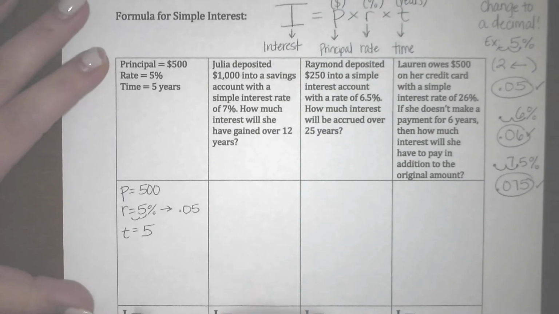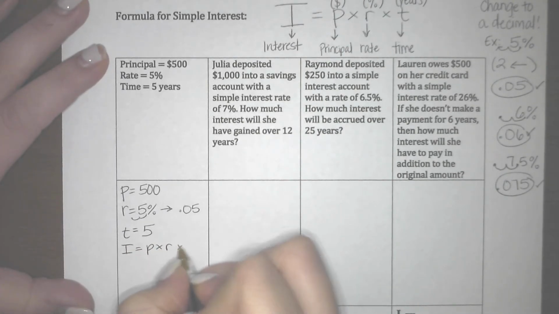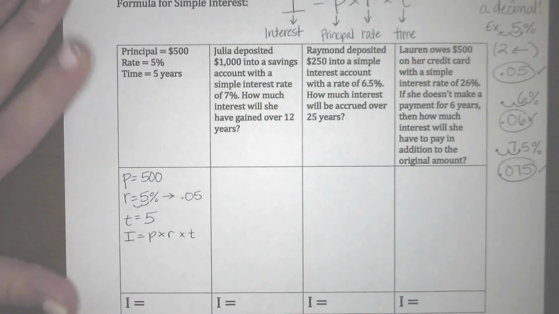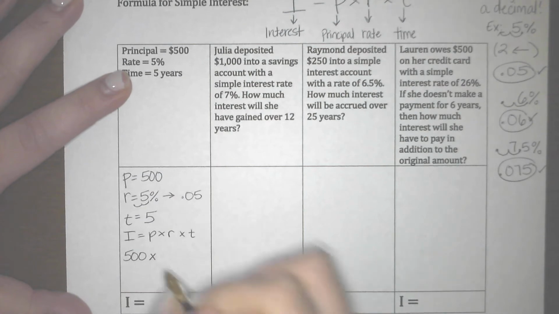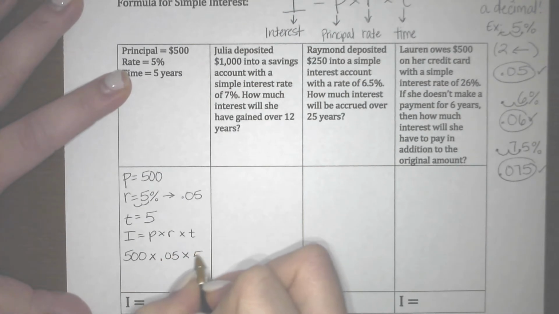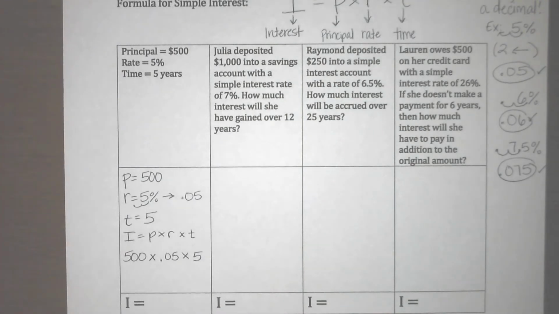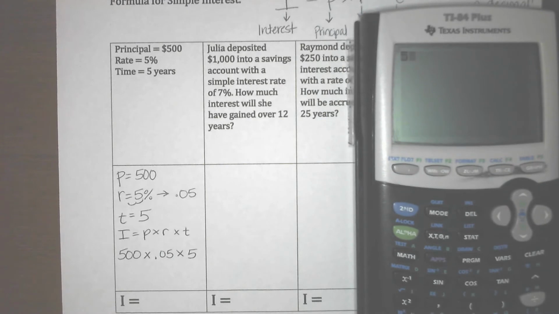So all you're doing is plugging into the formula I equals P times R times T. So our P is 500. Our R is 0.05. And our time is 5. So I'll let you use a calculator, whatever you need to do. I'm just going to use my calculator. So 500 times 0.05 times 5.